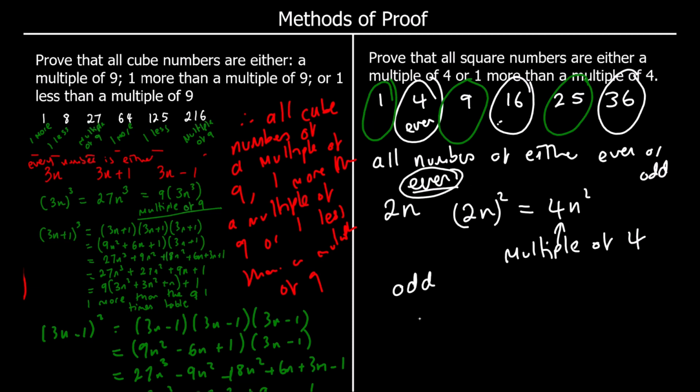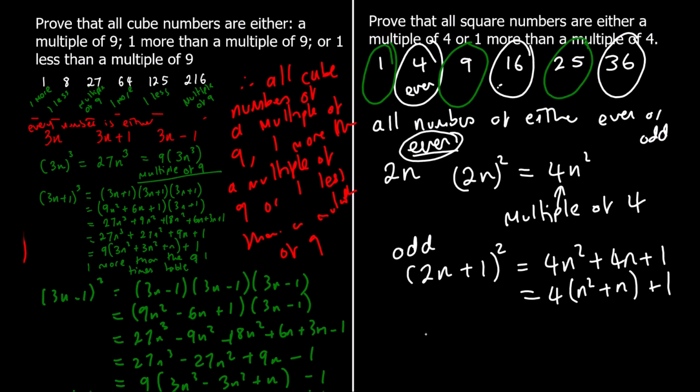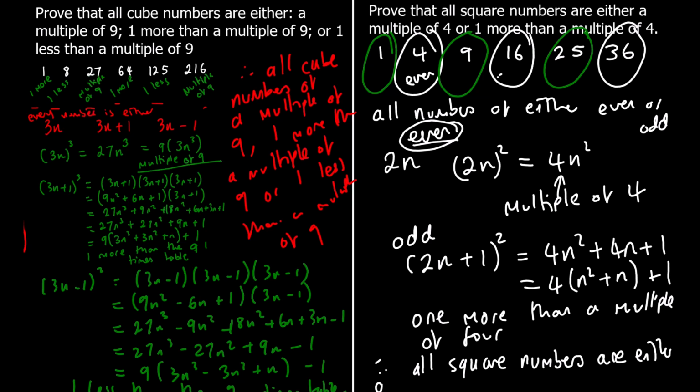For odd numbers, an odd number we can write as 2n plus 1. So 2n plus 1 squared is 4n squared plus 2n plus 2n plus 1. So it's 4 times n squared plus n, plus 1. So that's 1 more than a multiple of 4. So all square numbers are either a multiple of 4 or one more than a multiple of 4.